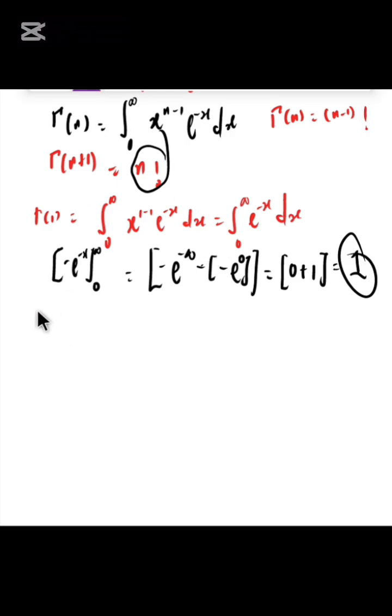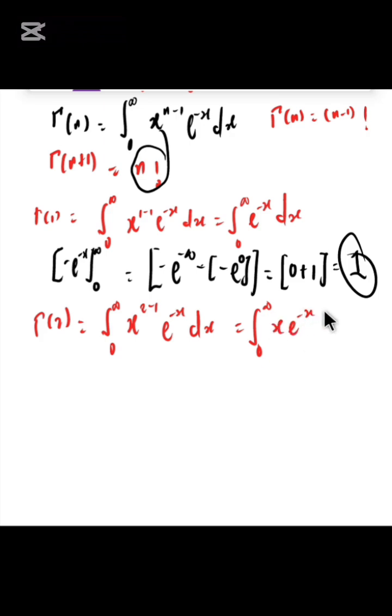What if you have gamma of 2? Gamma of 2 will be equal to the integral from 0 to infinity of x raised to the power of 2 minus 1 times exponential negative x dx. So this will give us the integral from 0 to infinity of x exponential negative x dx. Here you can make use of integration by parts and solve to get your answer.